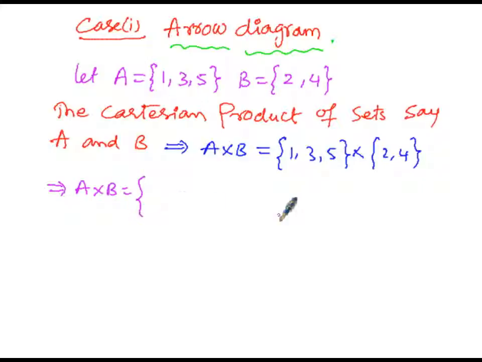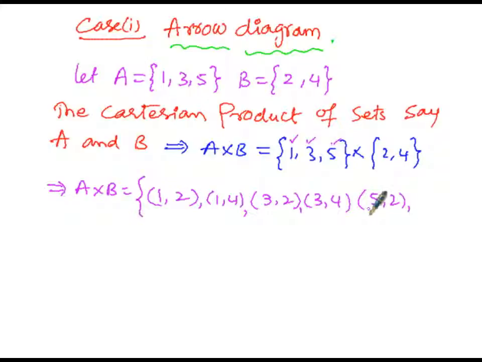So A cross B is equal to the ordered pairs which we got, which are the elements of this A cross B. First of all, 1, 2 and 1, 4 are the two ordered pairs with 1, and 3, 2 and 3, 4 will be the next two ordered pairs. 5, 2 and 5, 4 will be the last two ordered pairs of this particular set of A cross B. So here 1, 2, 1, 4, 3, 2 and 3, 4. Then the last two ordered pairs are 5, 2 and 5, 4.